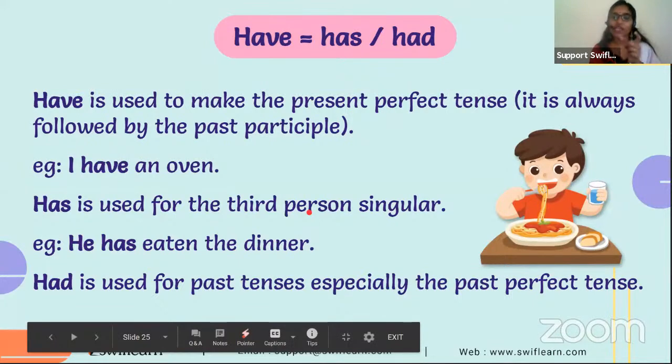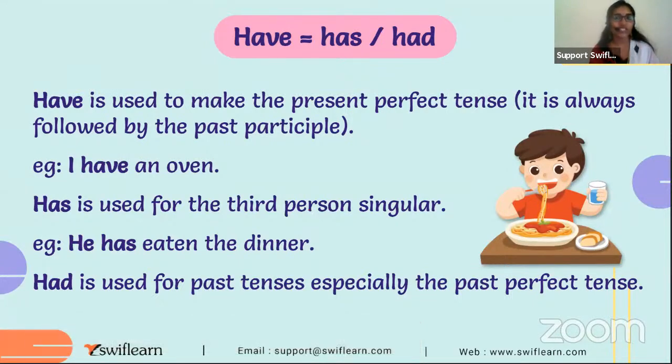Okay, and we have another auxiliary verb, the third one, which is have. Have is used to make the present perfect tense. It is always followed by the past participle, which is the verb 3, the V3 form. So have is always used to make the present perfect tense, and also for saying possession. I have an oven. I possess something. I own. So there we can also use have.